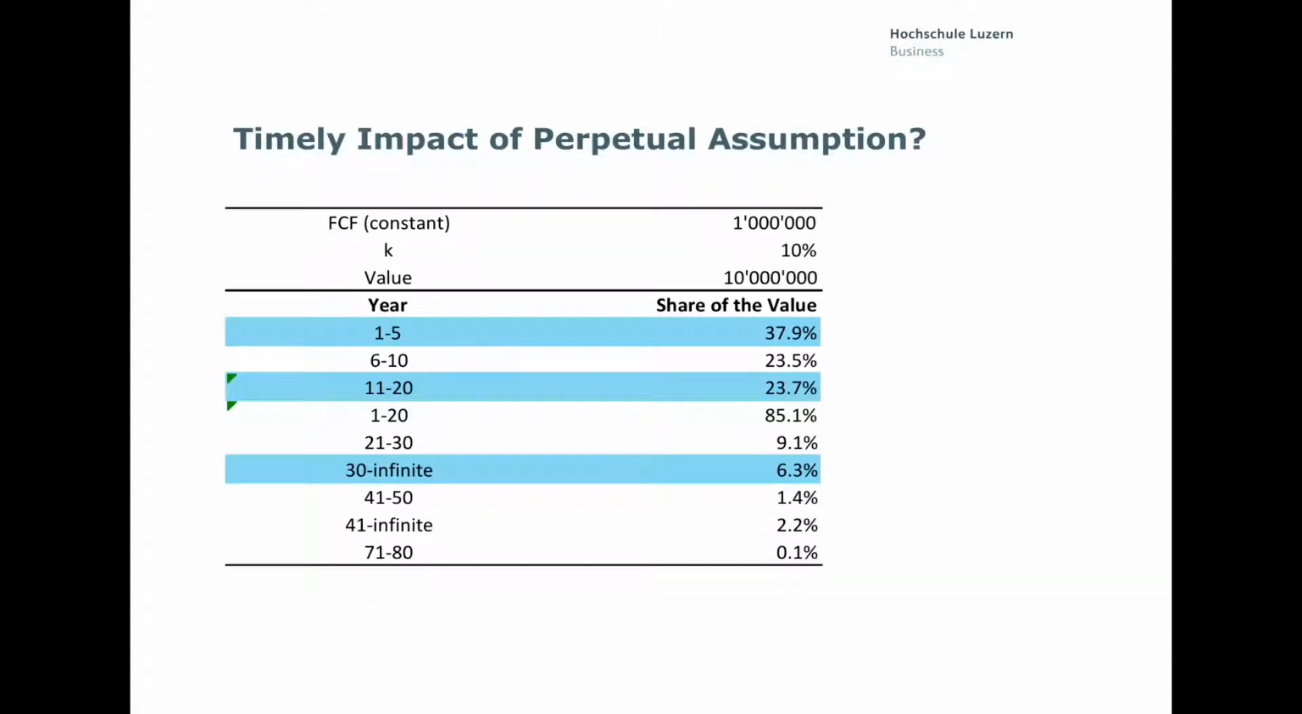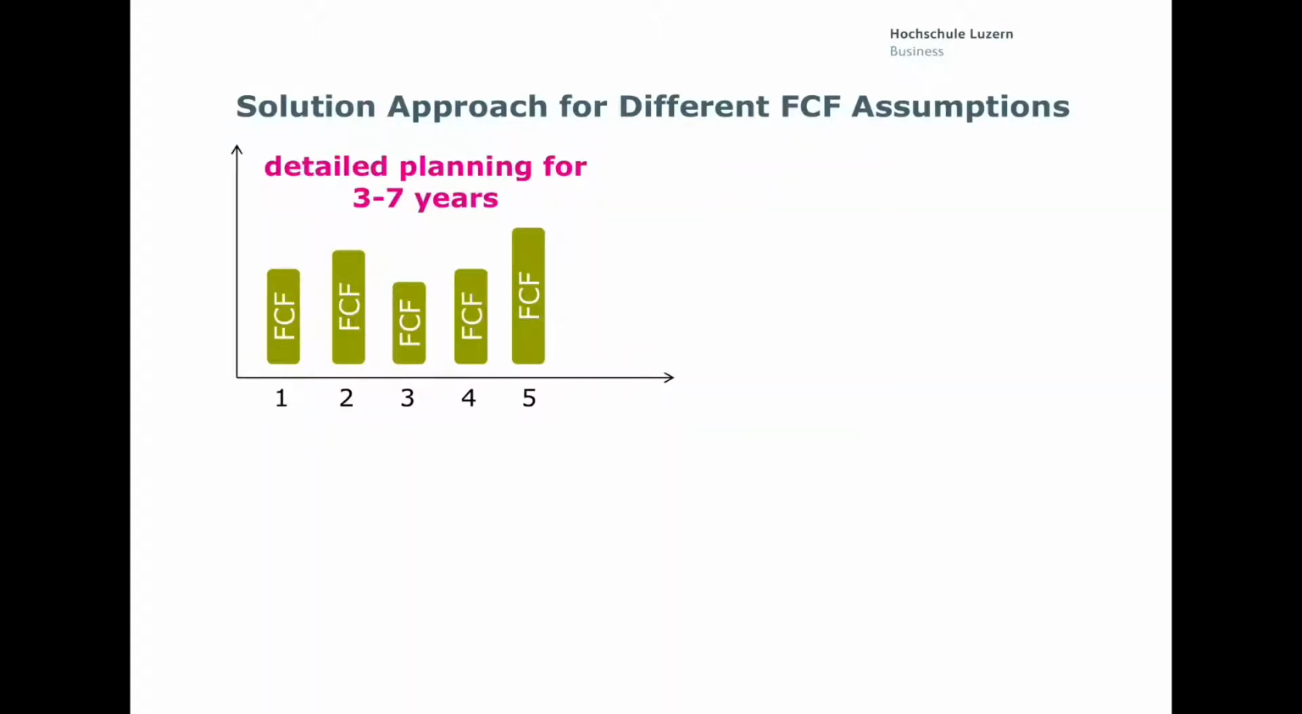Based on the insights of the previous slides, we recognize that 37.9% of the company value incur in year 1 to 5. Moreover, 85.1% of the company value incur in year 1 to 20. These numbers illustrate that the assumption of constant free cash flows might not be appropriate, since the company value depends to a large extent on the early cash flows. On the previous slide, we recognize that the more detailed planning of the cash flow incurring in the first 3 to 7 years seems to be most relevant in order to determine the company value.